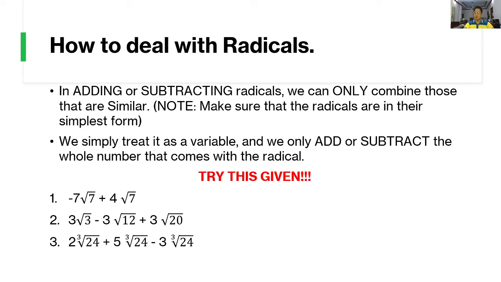Okay, time's up. So the answer should be this. Number 1, that is negative 3 square root of 7. Number 2, negative 3 square root of 3 plus 6 square root of 5. This should be your answer. Number 3 is 8 cube root of 3. If you have this all correct, then congratulations, you understood what we have discussed.